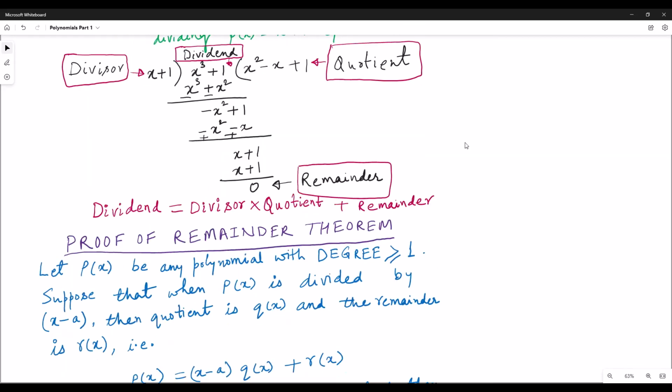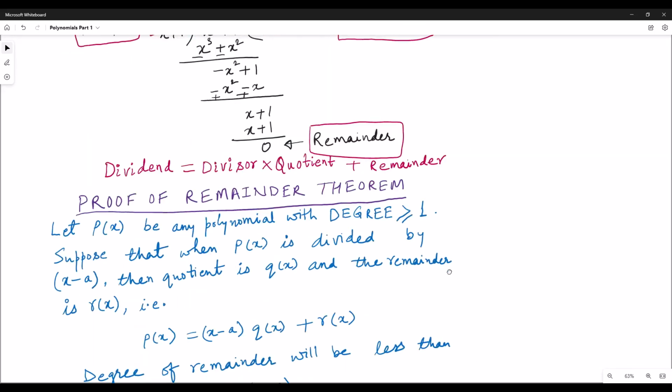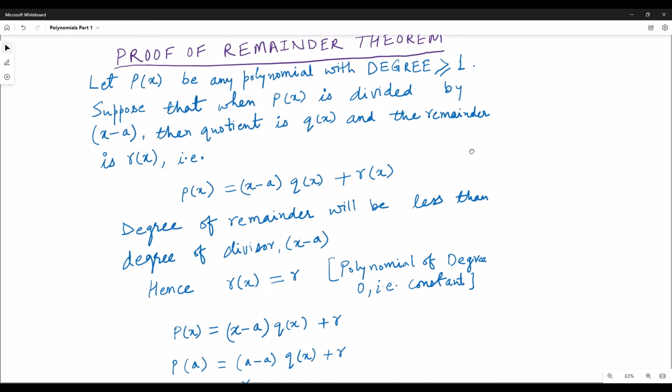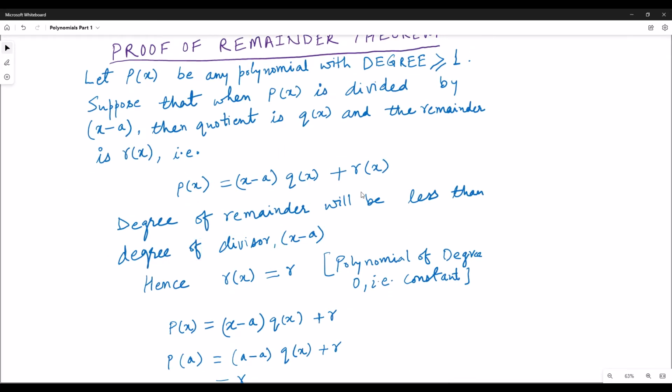So the degree of the remainder has to be less than 1. Degree of remainder will be less than degree of divisor, right? So if it is not less than degree of divisor, we have to continue dividing. So that is the main thing. Because the degree of x minus a is 1, the degree of r(x) has to be 0.